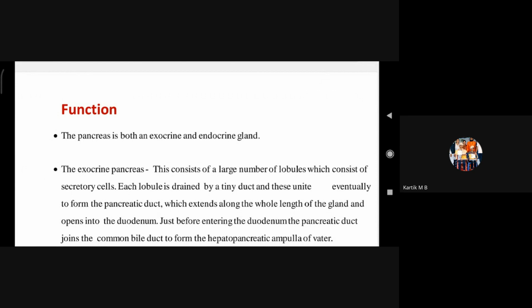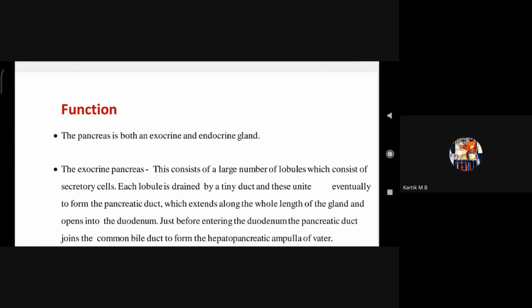Okay, so the pancreas acts like both endocrine and exocrine. It releases its hormones directly to the blood, and it also acts like an exocrine gland as it has a duct to release its secretions. So let us see how the pancreas is exocrine.